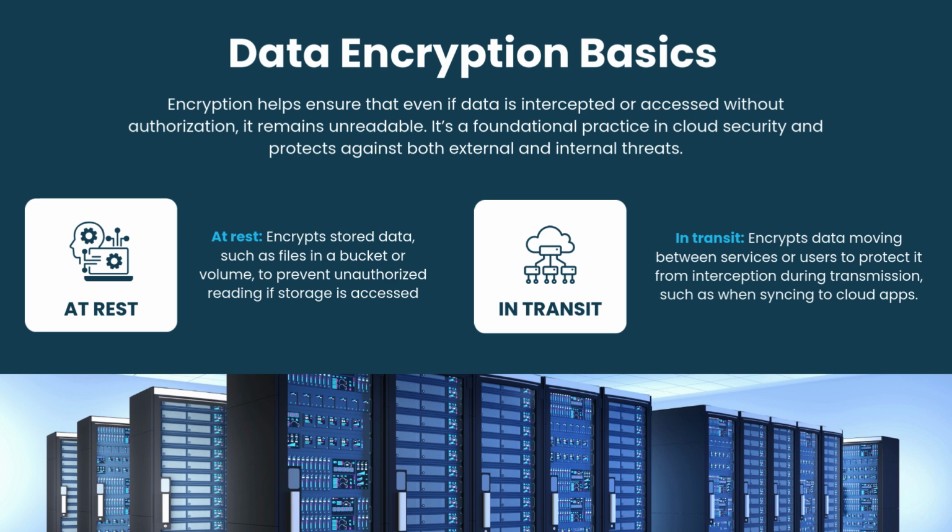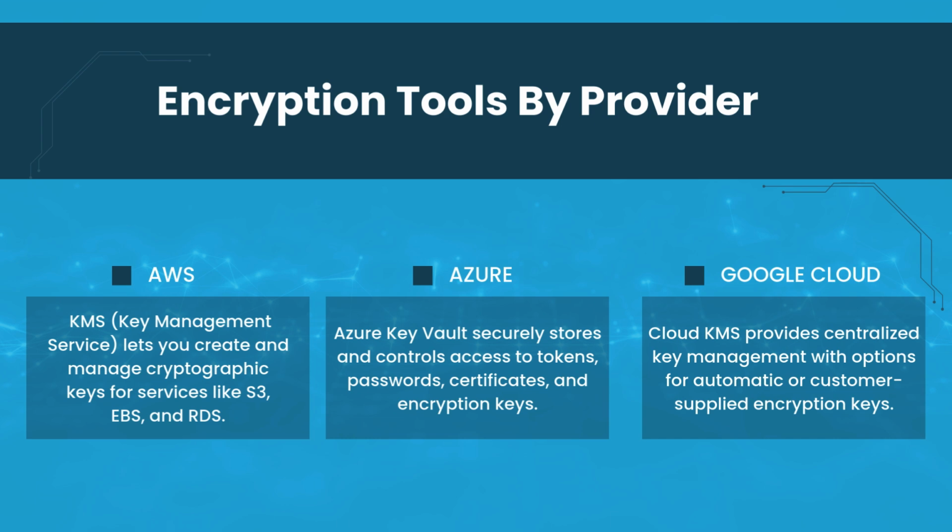Without strong encryption practices, even a minor breach could result in massive data exposure, making it a non-negotiable requirement in any secure cloud strategy. Each major cloud provider offers specialized tools to help organizations implement and manage encryption policies. Amazon Web Services uses Key Management Service, KMS, allowing admins to create, rotate, disable, and audit cryptographic keys used in services like S3 and EBS.